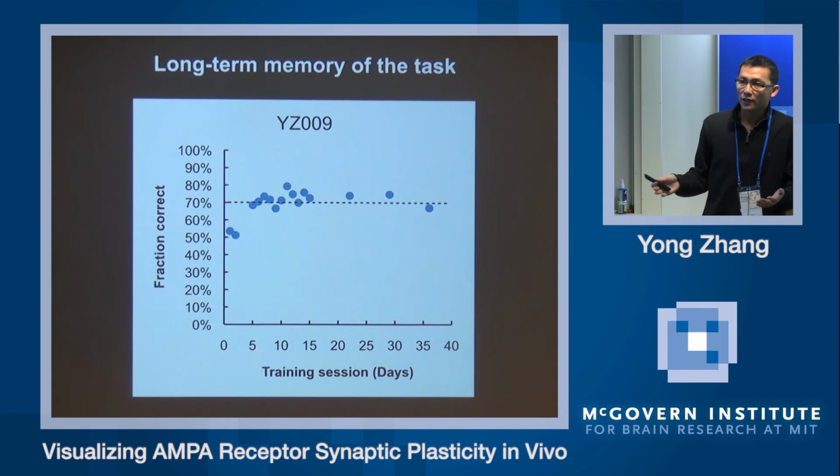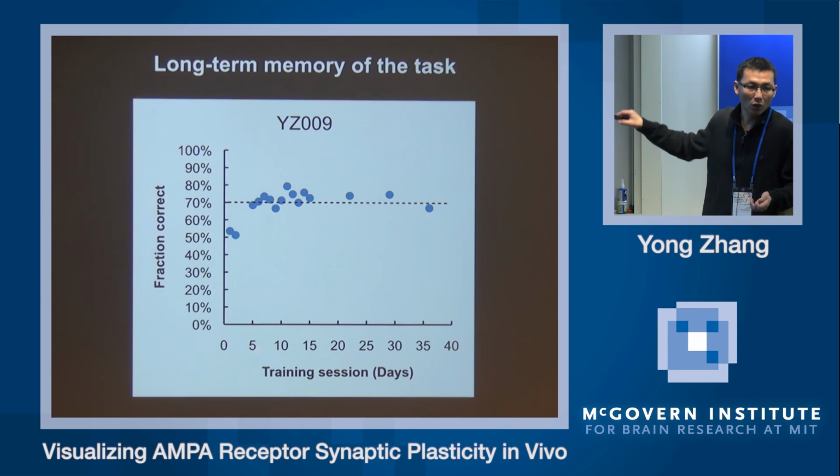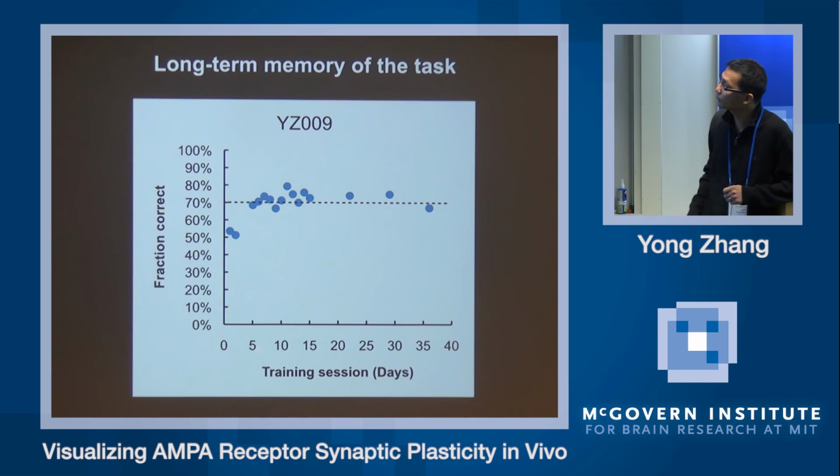So of course, in the beginning, the animal does not know what it's supposed to do. So it's basically guessing, or because it has the motivation to search for water reward, it's licking most of the time. But half the time it's right, half the time it's wrong. So the performance is about 50%. But after 5 to 7 days of trial, you can see the performance of the animal in terms of the task is getting much better, jumping to like 70%. And you can get this steady performance for a relatively long period of time.